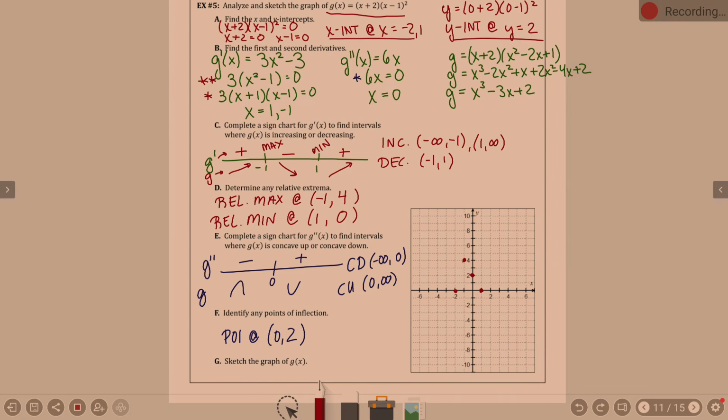Concavity: it's concave down on the left side of the graph. It's concave up on the right side of the graph. Are you visualizing what this is? Yes? No? I'm increasing, decreasing, increasing, concave down, concave up. It's all there.